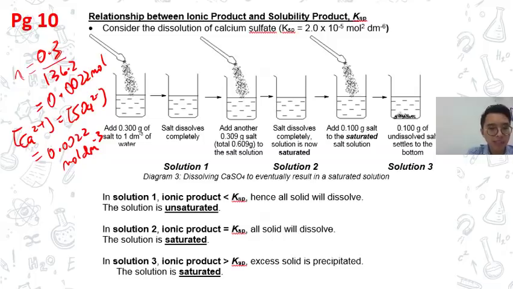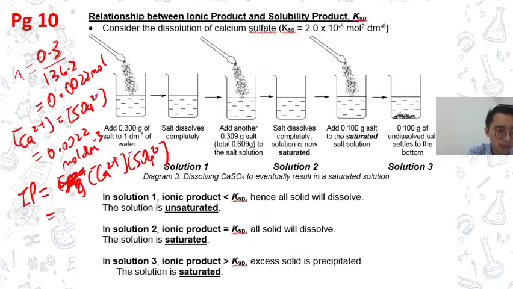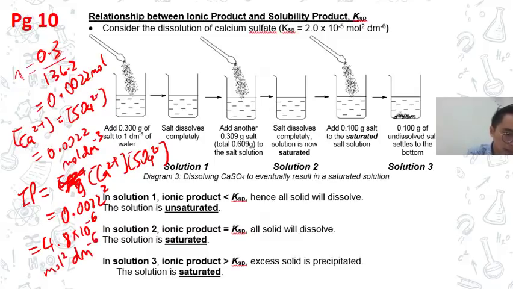The formula for IP is the same as KSP. Ionic product, I'll call it IP for short, is Ca2 plus multiplied by SO4 2 minus, which is equal to 0.0022 squared. Ionic product is what you're actually adding in, which will be equal to 4.8 times 10 power minus 6 mole square dm minus 6. So this is the ionic product.